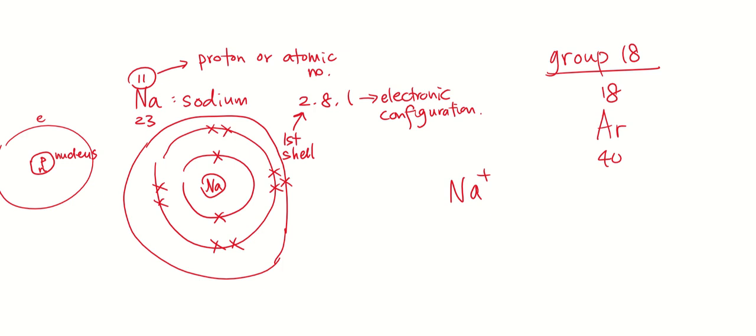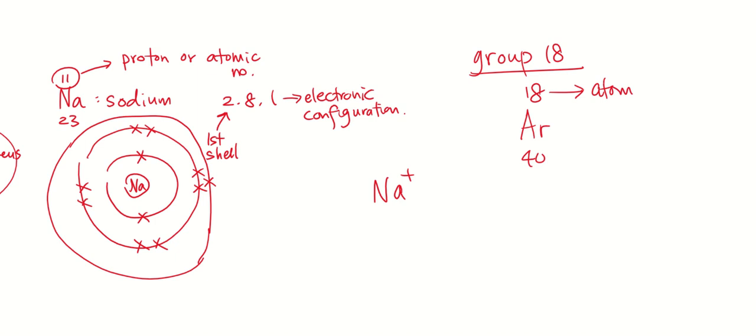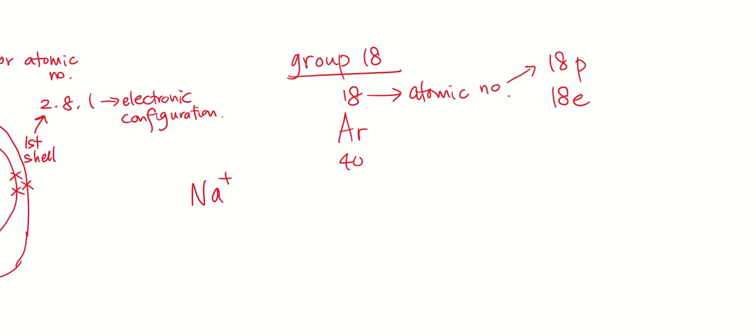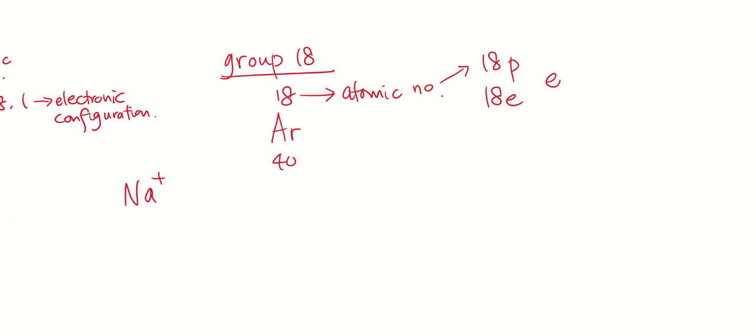Top number, when you see this, what does this 18 mean? Atomic number. So what does the atomic number tell you? I will have 18 protons. I will have how many electrons? 18. Okay, so this is what the number tells us. Now, if you know the number of protons and electrons, can you now tell me what is the electronic configuration?